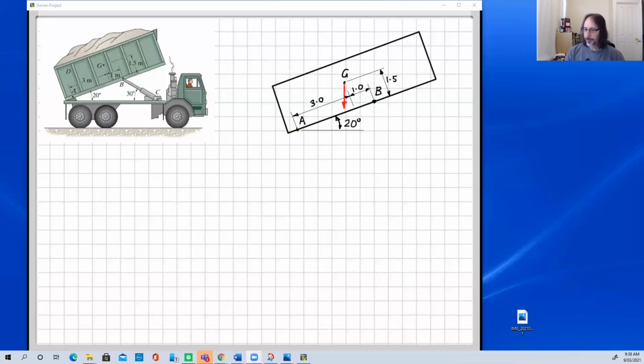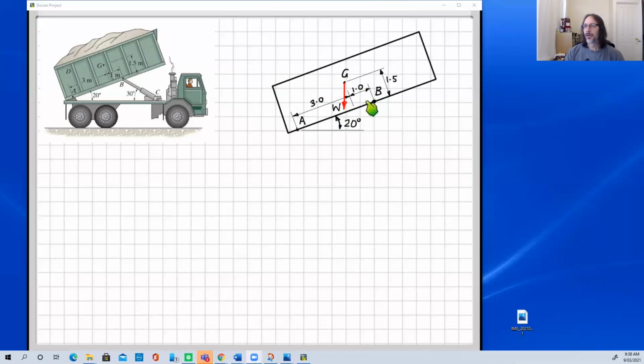Okay, so we can start adding in our forces now and or moments, if there are any applied moments. So usually start with the loads that we're given. We're told that the weight of this dumpster acts through its center of gravity here. So we can put that in and label it as W.